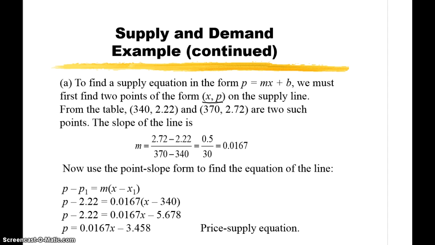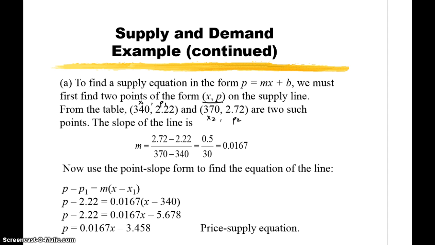We use those 2 points to come up with a slope. So maybe call this x1, p1, and x2, p2. And we have p2 minus p1, 2.72 minus 2.22, divided by x2 minus x1, 370 minus 340. That gives us our slope of 0.5 over 30, which is about 0.0167. Okay, what do we do with that?